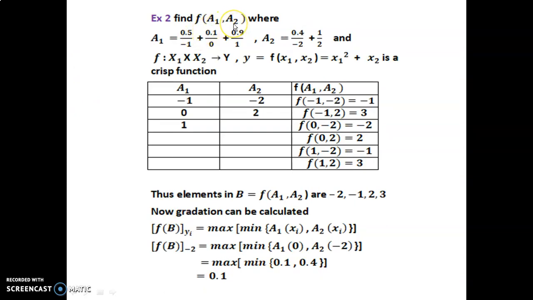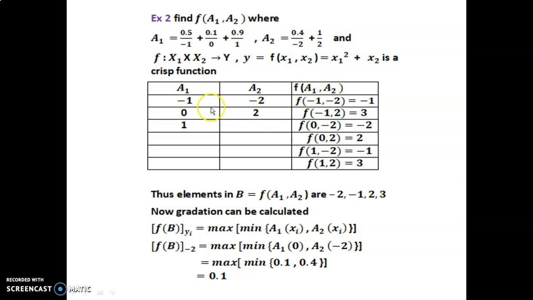Find f of A1, A2. Two fuzzy sets are given, defined like this: A1 equal to and A2 equal to, and f is such that the cross product of X1, X2 goes to Y, and this is a crisp function: f of x1, x2 is equal to x1 square plus x2, which is the given crisp function. Now we will find step 1, that is the elements in fuzzy set f of A1, A2. For A1 the elements are -1, 0, 1 and for A2 the elements are -2 to 2.